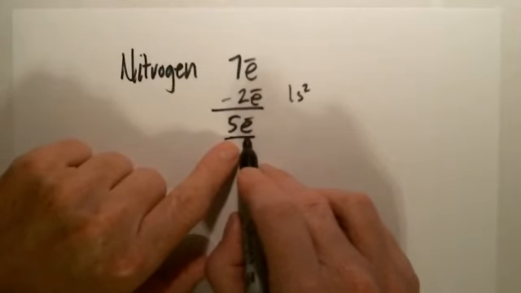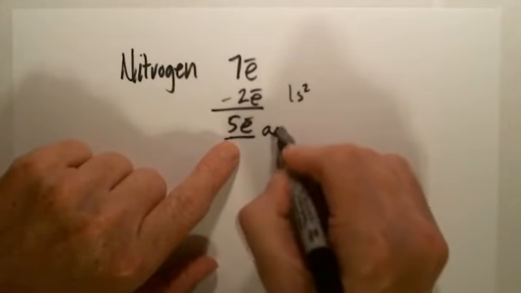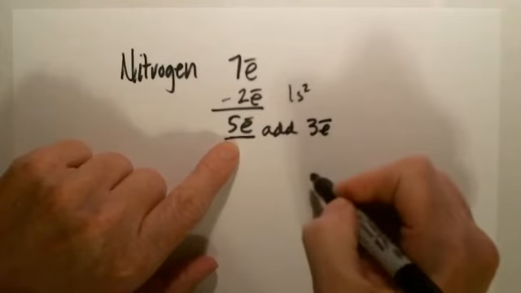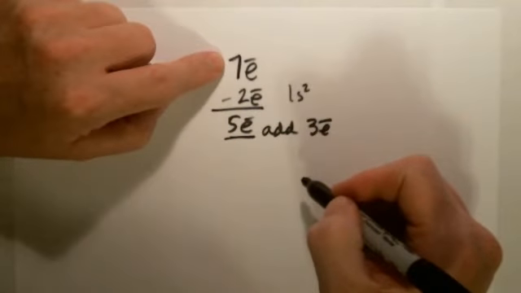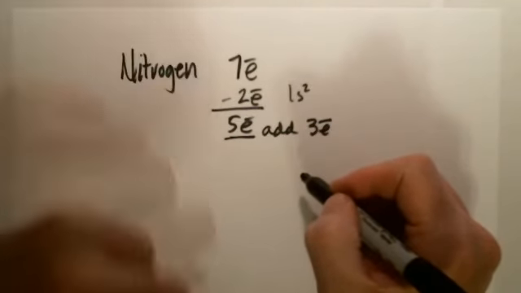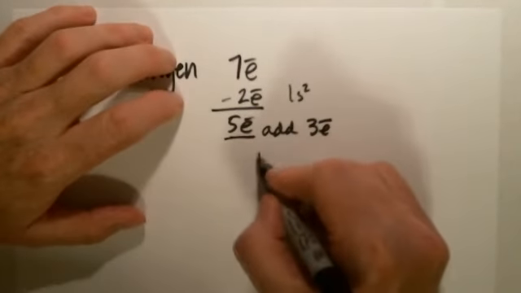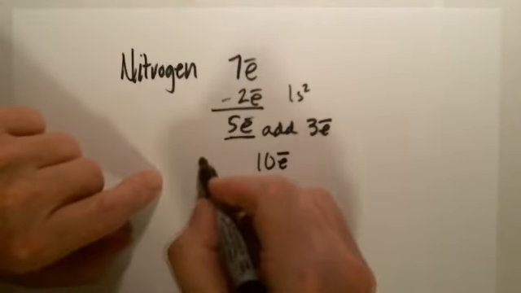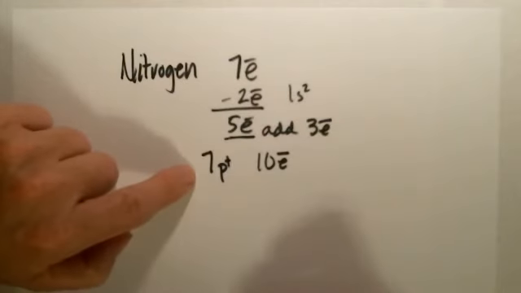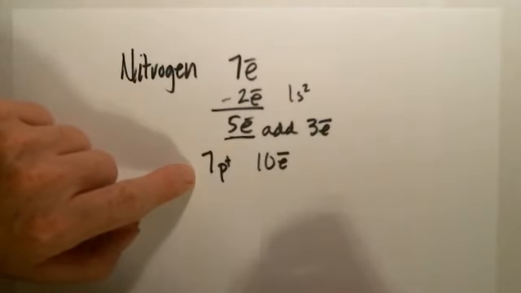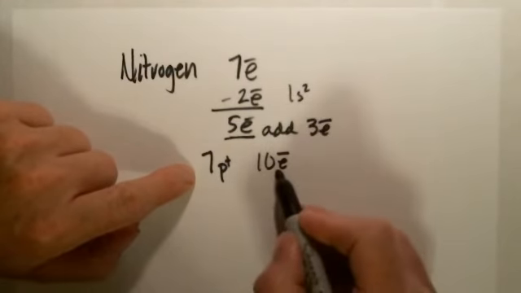So if we picked up 3 electrons here, if we added in 3 electrons, we no longer had 7 electrons. We now have 10 electrons. We have 7 protons because our atomic number is 7, but we have 10 electrons.